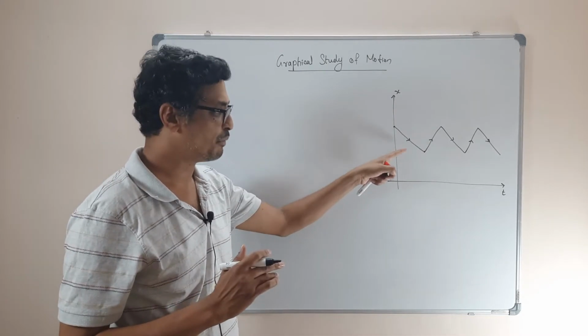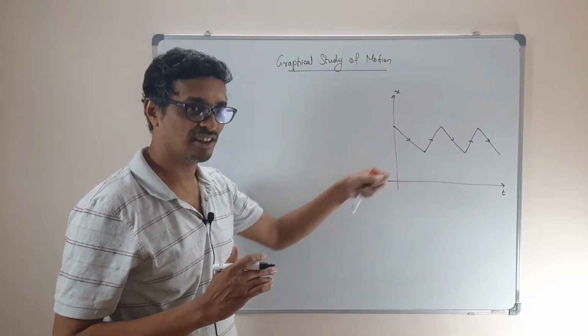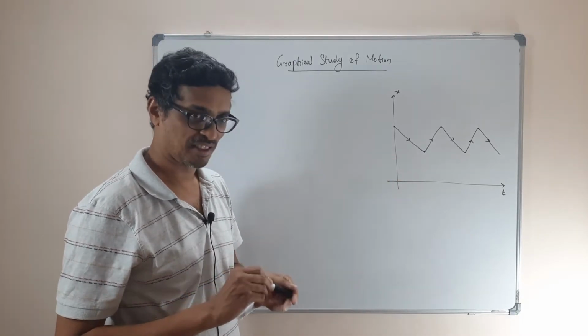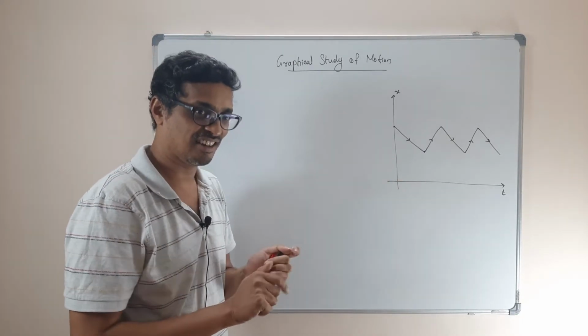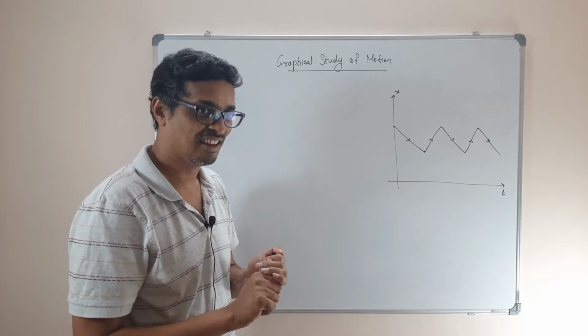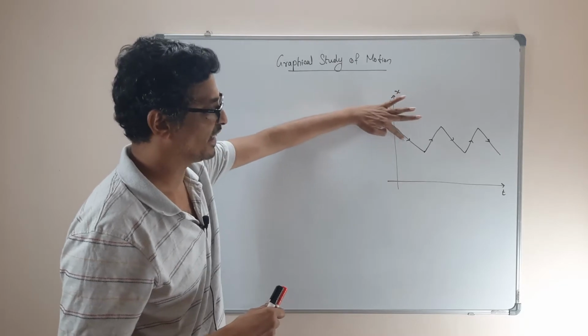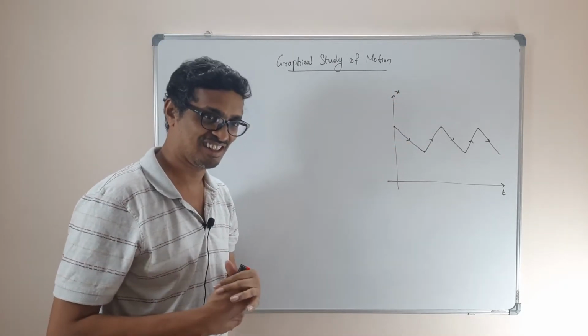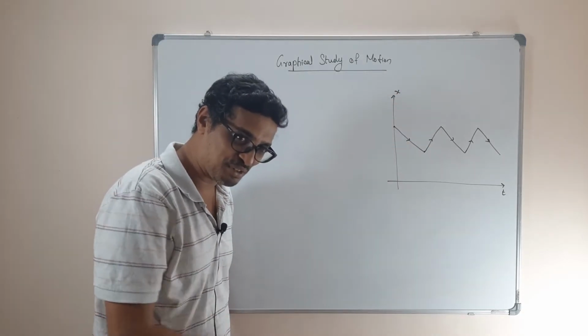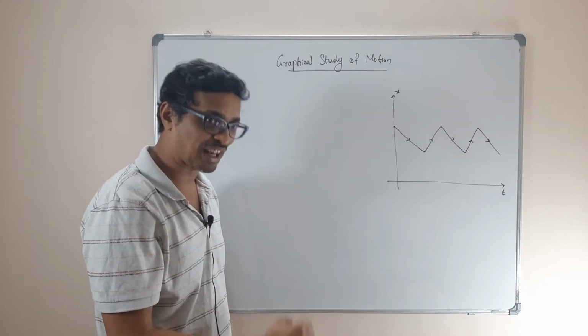But remember, I made it wrong here. What is wrong here? You tell me. What I did here is wrong. No, it's correct. But what does the straight line mean? Uniform velocity. Okay, but can a ball fall with uniform velocity? There is acceleration due to gravity.